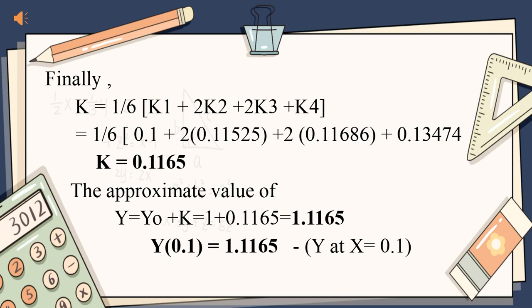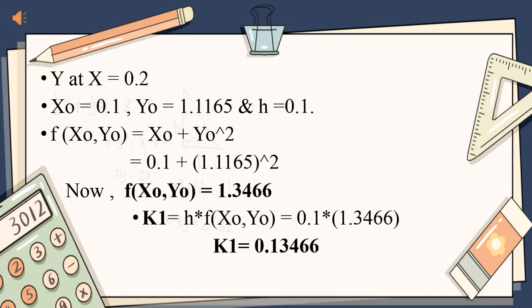Based on that we can get the approximate value of y. How? Because we have the formula y is equal to y0 plus k, and so we substitute the values and we get 1 plus 0.1165, which is equal to 1.1165. Remember that this is the value of y at x is equal to 0.1.